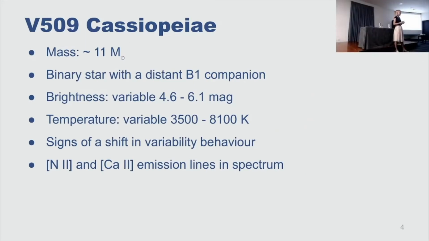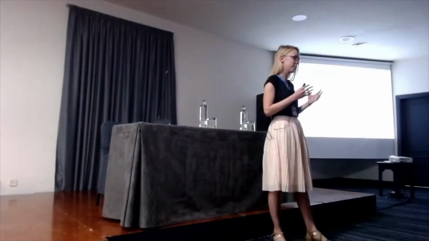So V509 Cassiopeia is a very bright star in the Cassiopeia constellation, and it is thought that over the course of its evolution, it has lost about half of its initial mass. And recently, there seems to be a bit of a shift in the variability behavior of this star. Also, another interesting property about V509 Cassiopeia is the existence of forbidden emission lines in its spectrum. So these emission lines are usually found in much hotter stars, namely B[e] stars, so B stars with forbidden emission lines. And so it's interesting how these lines can form in a cool star such as V509.